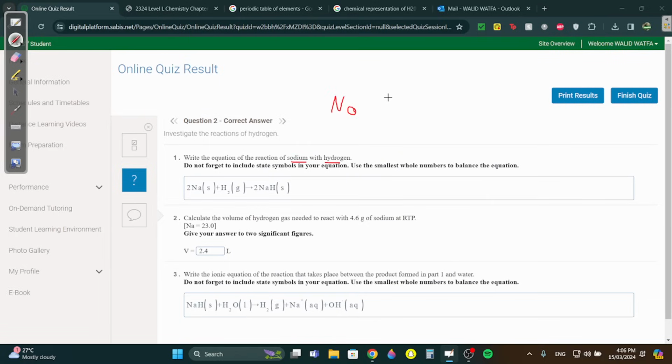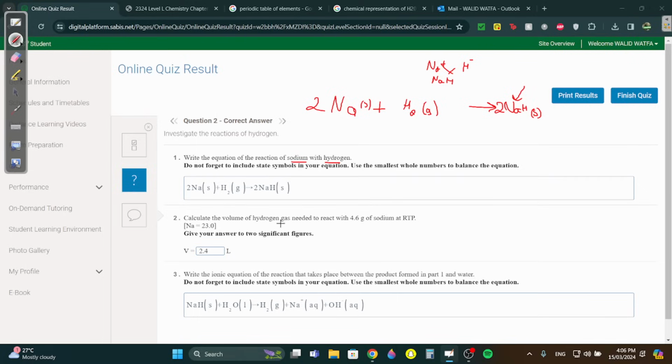Sodium plus hydrogen, H2, which is a gas. Sodium is a solid because it's an alkali metal. Na plus H minus, crisscross, you get NaH. Now let's balance: two hydrogens, so we put two here, two Na now, so put two here. And since it's ionic, a metal with a non-metal, that means it's a solid.